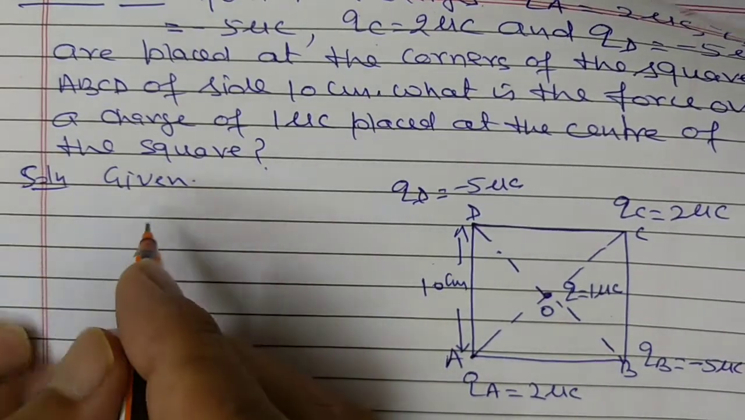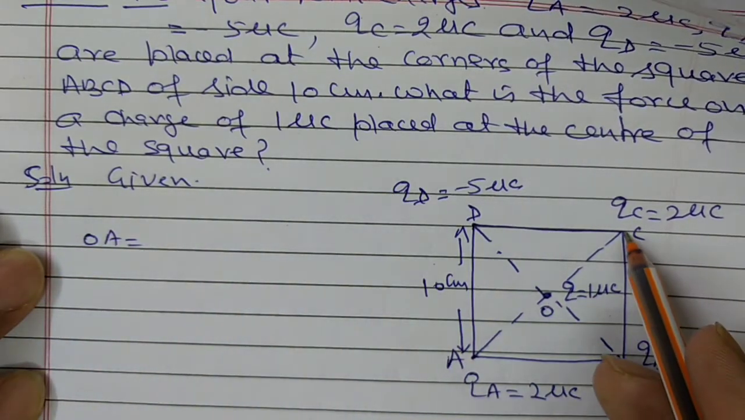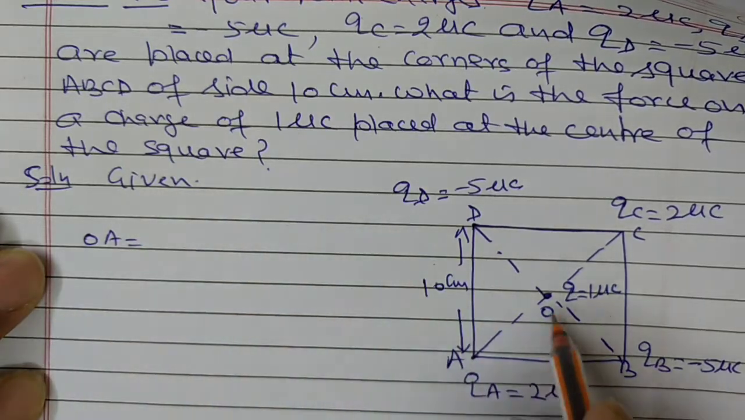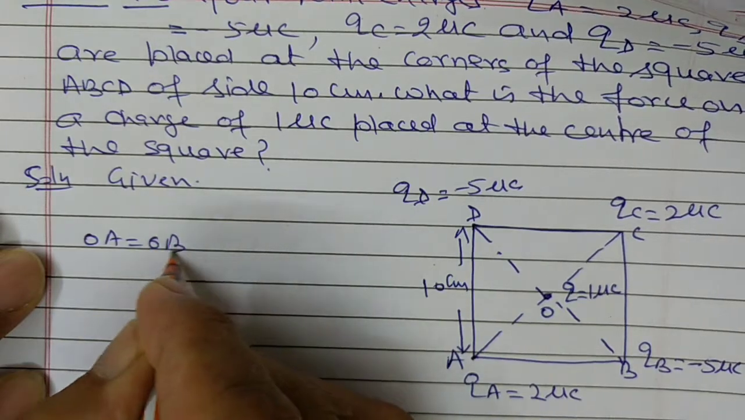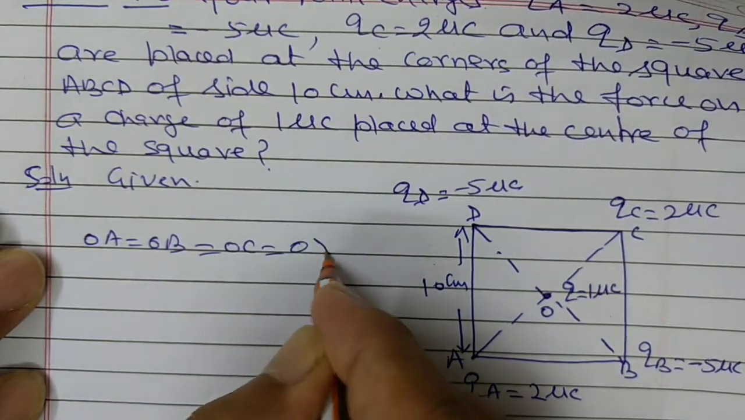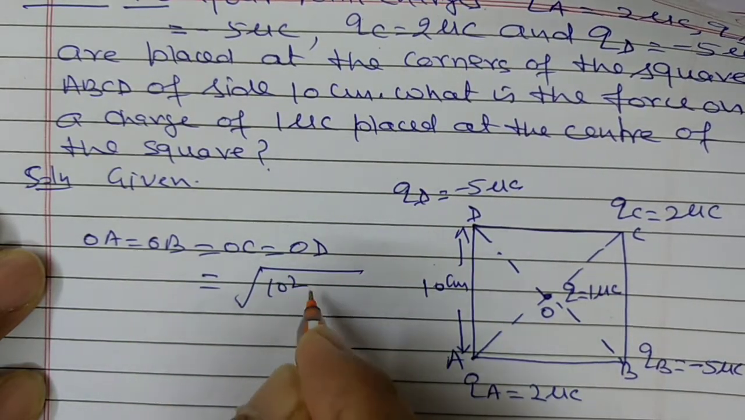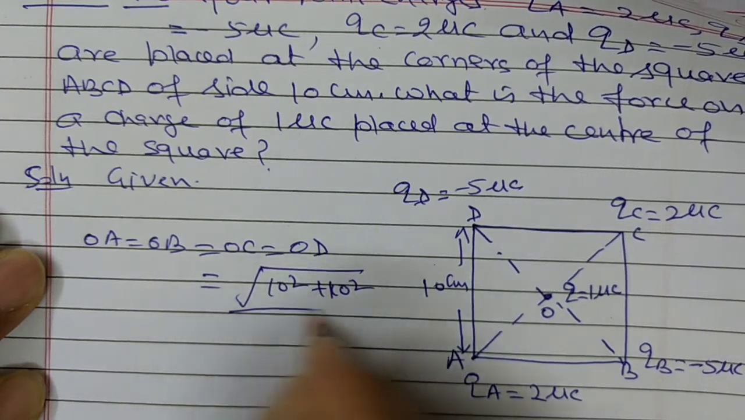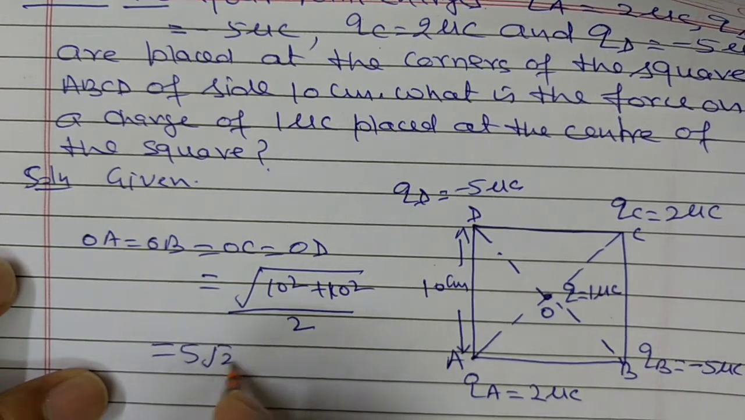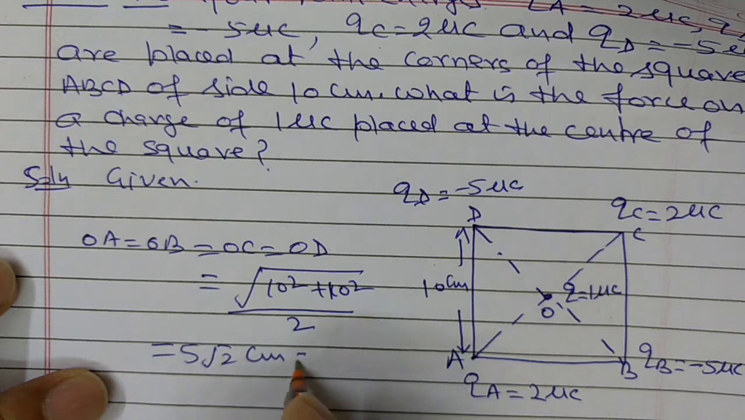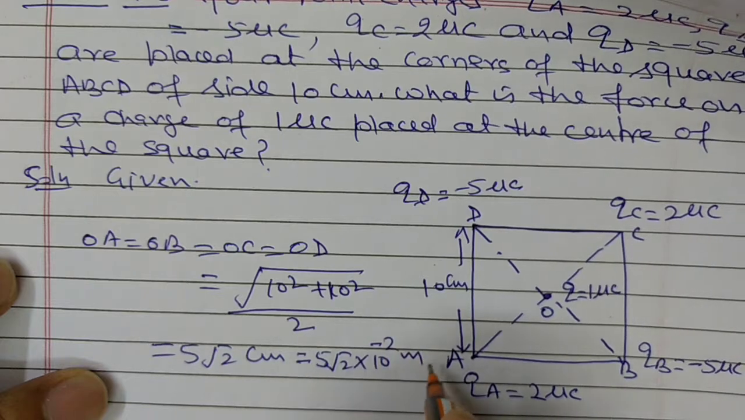Now from this we can write OA, the distance of each corner from the center, that is OA is equal to OB is equal to OC is equal to OD, and this is equal to square root of 5 square plus 5 square, or this is equal to 5 root 2 centimeter, or this is 5 root 2 into 10 to the power minus 2 meter.